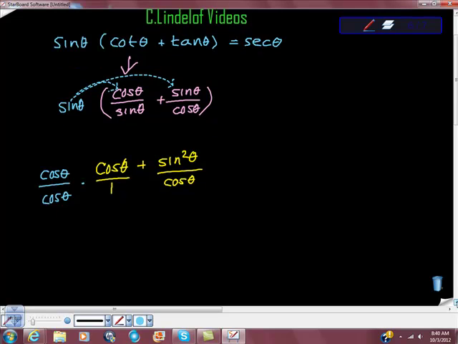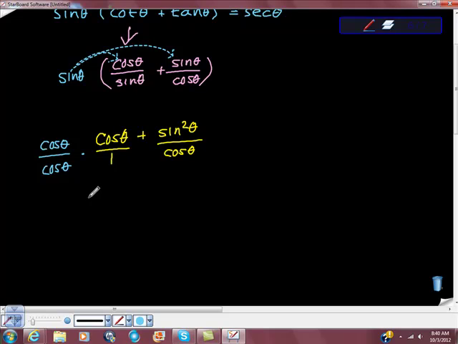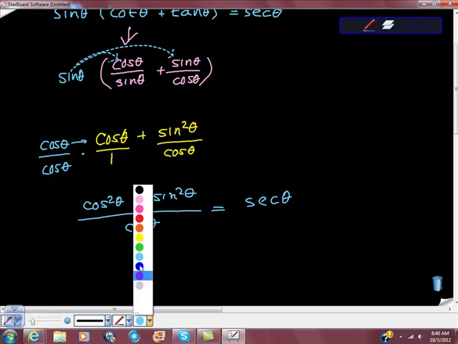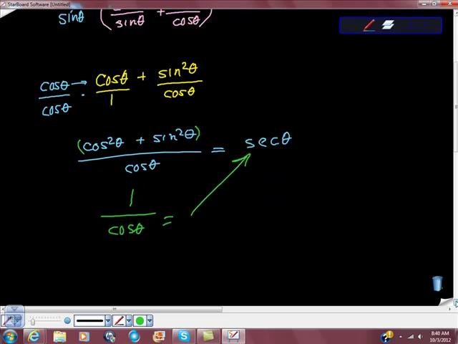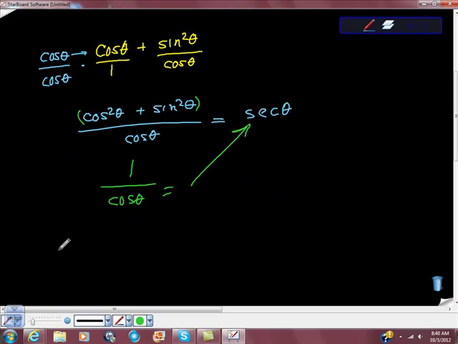So cosine theta times cosine theta is cosine squared theta. That's this times this. Plus sine squared theta all over cosine theta is equal to secant squared theta, because 1 over cosine theta is equal to that. What's the identity you're going to claim here? Reciprocal identity again. Okay? Good work.